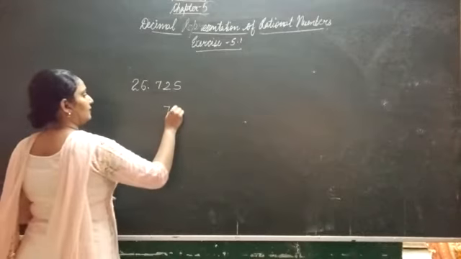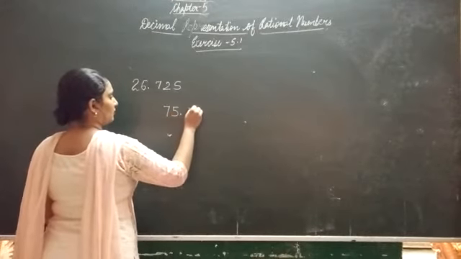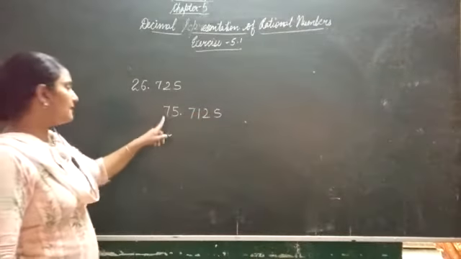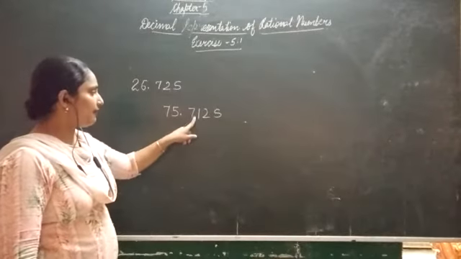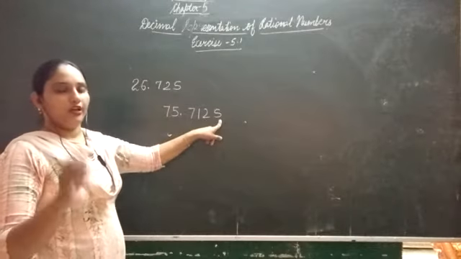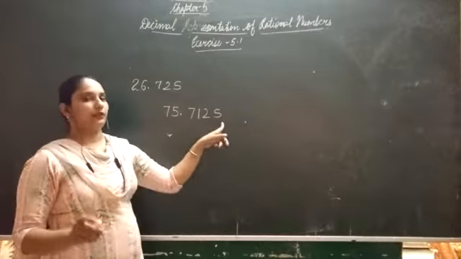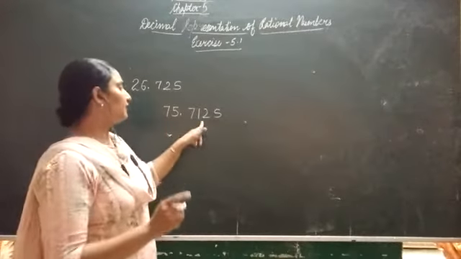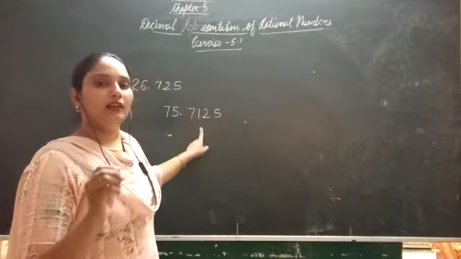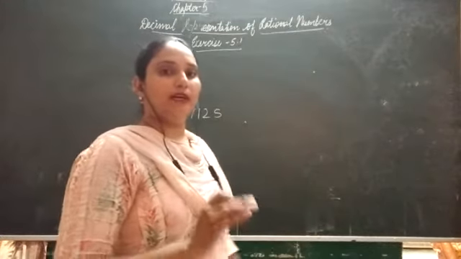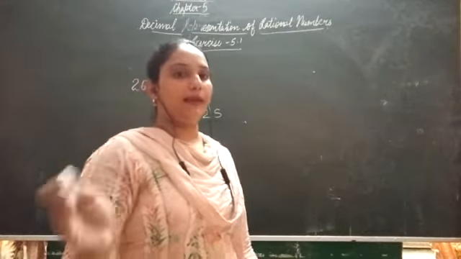Take one more example, 75.7125. It can be read as seventy-five point seven one two five. Don't read it as seventy-five point seven thousand one hundred twenty-five. No. After the decimal, we will read the digits one by one, separately.